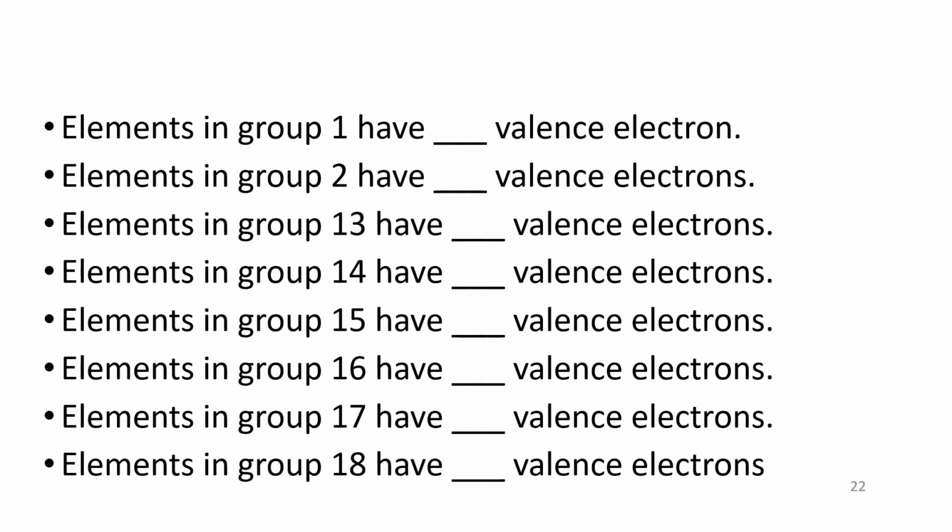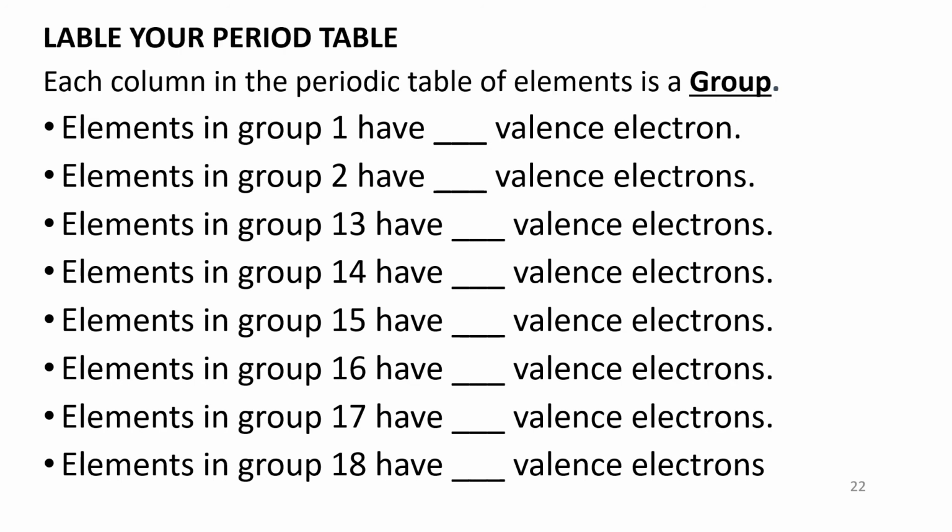Now, if you haven't done so, pull out your periodic table and label the number of valence electrons that each of the elements have. Remember, we know the valence electrons by looking at the last number in the group number. So group 1 has 1, group 2 has 2, 13 has 3, 14 has 4, 15 has 5, 16 has 6, 17 has 7, and 18 has 8.